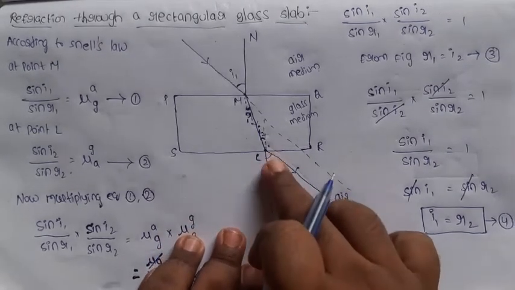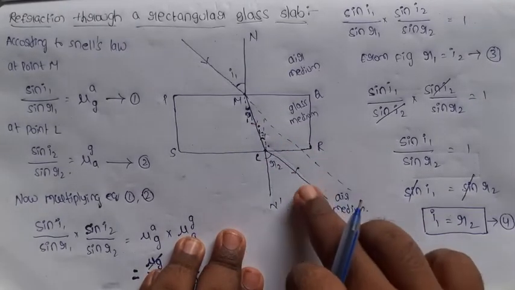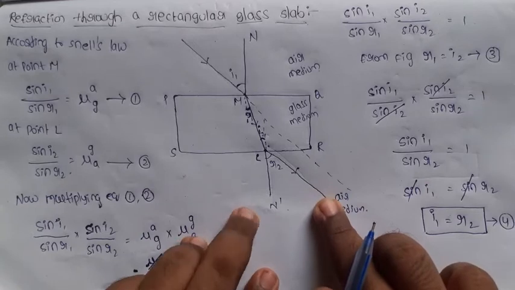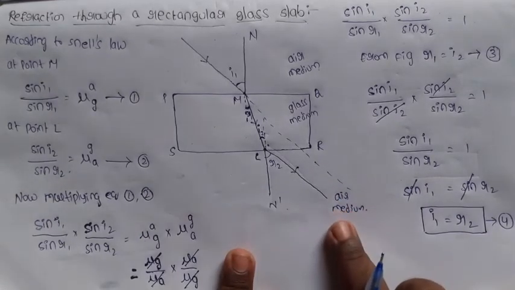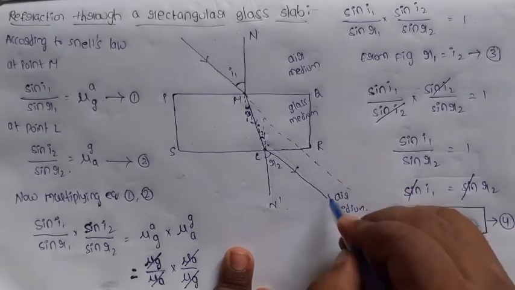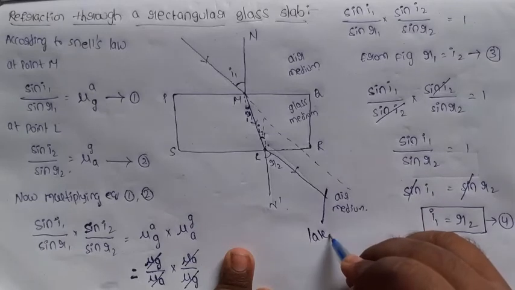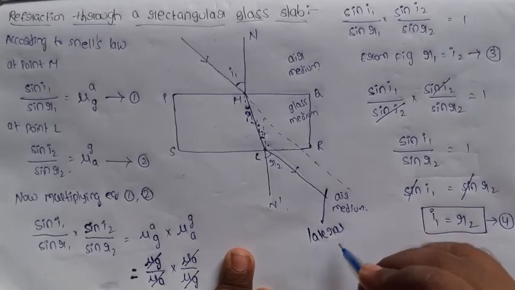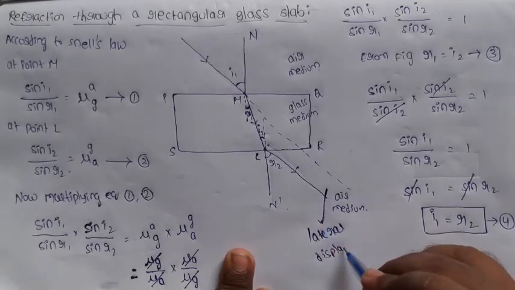One more point, these two lines are parallel to each other. The shifting of the light in the glass slab we call lateral displacement. So this area is called lateral displacement.